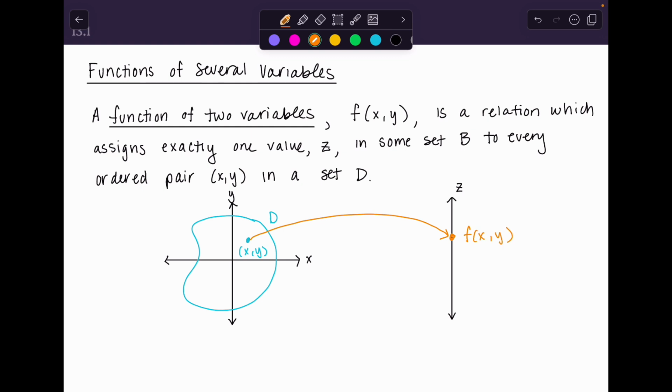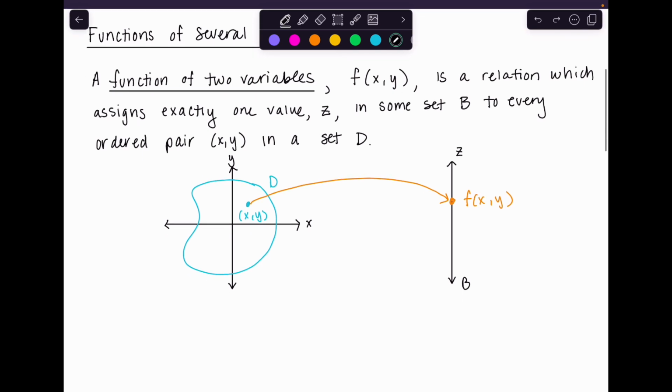Okay. So this is our domain over here, and then this set of values is going to be our range. So this is that set B we're talking about. So essentially, before you were talking about intervals for your domain and range. Now you're going to have a region for the domain, but you're still going to have an interval for the range because it's what z values that function is going to take on.